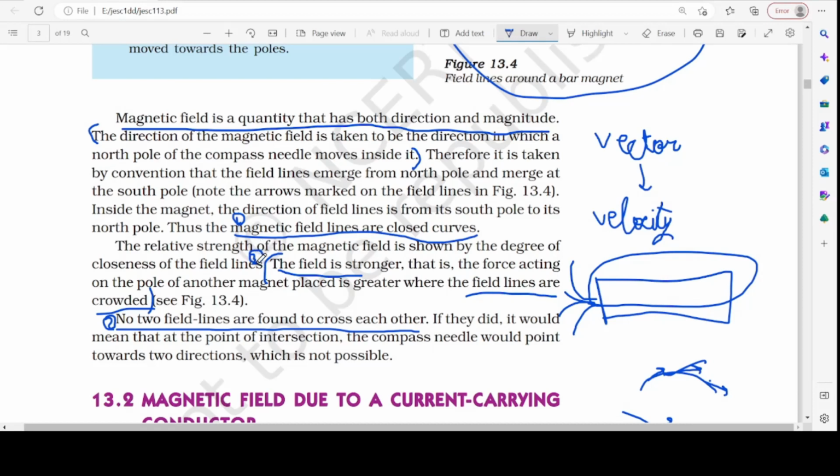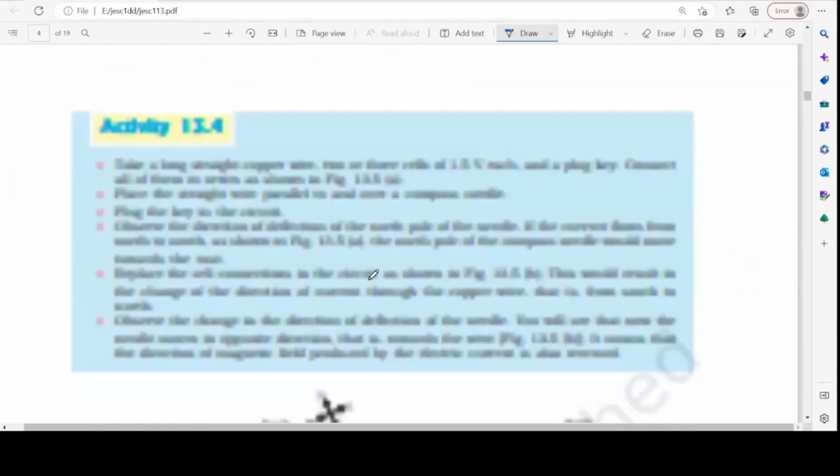You can write more points. Like we can say that relative strength of magnetic field is shown by degree of closeness of field lines. We can also write one more point, like the direction of magnetic field lines outside the bar magnet is from north to south, and inside it is from south to north. There can be many points. You just need to write them.